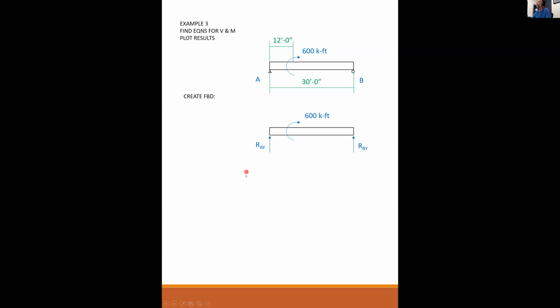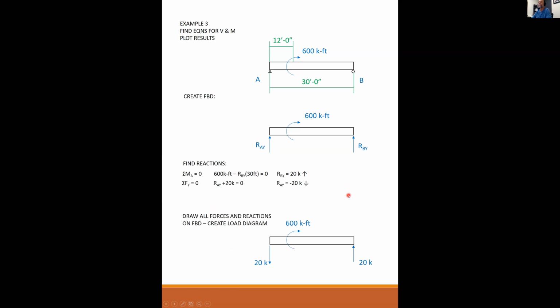Just an observation. Okay, create a free body diagram. Find our reactions. This is the same as last lecture. 600 kip feet positive minus RBY times 30. That gives me 20 kips up. And sum my forces. And the only vertical I have is the 20 kips up. So A is 20 kips down. And here's my loading diagram. Okay, so I got 20 kips down, 600 kip feet applied moment, 20 kips up.